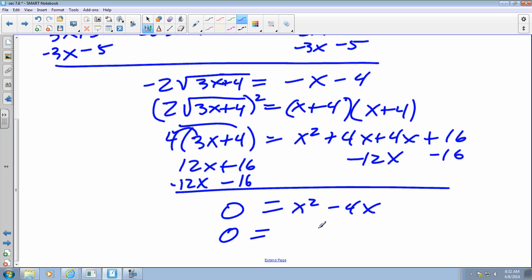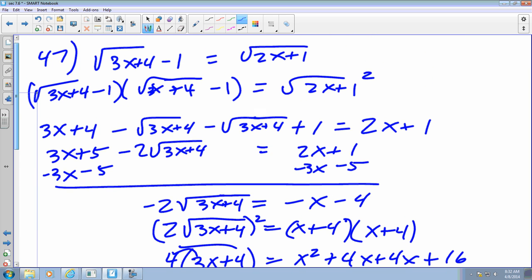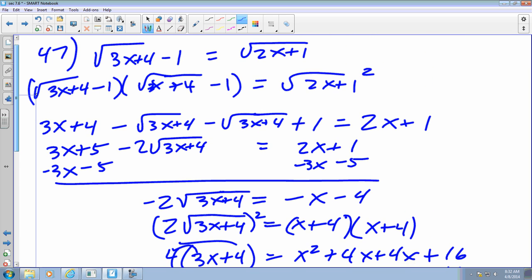Factoring out my greatest common factor because my number term went away, so I'm going to factor out an x, leaving me with x minus 4. And my two answers are going to be 0 and 4. Again, we would want to check both of those, and I've checked both of them, and they are both good roots. Neither one of them go away.